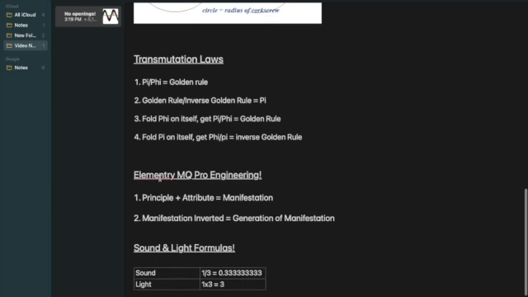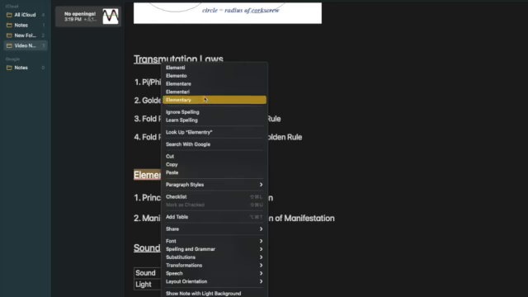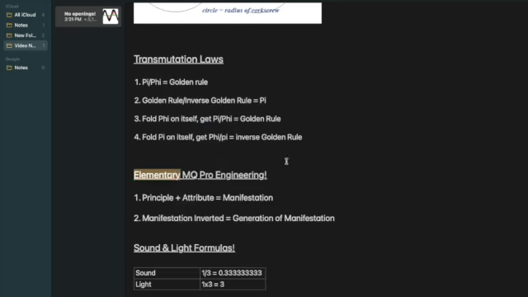Really simply, if we were just to break down MQ Pro Sciences to one or two basic laws or concepts: Principle plus attribute equals manifestation. Manifestation inverted equals generation of manifestation. Or another way of saying it is new generation of manifestation.